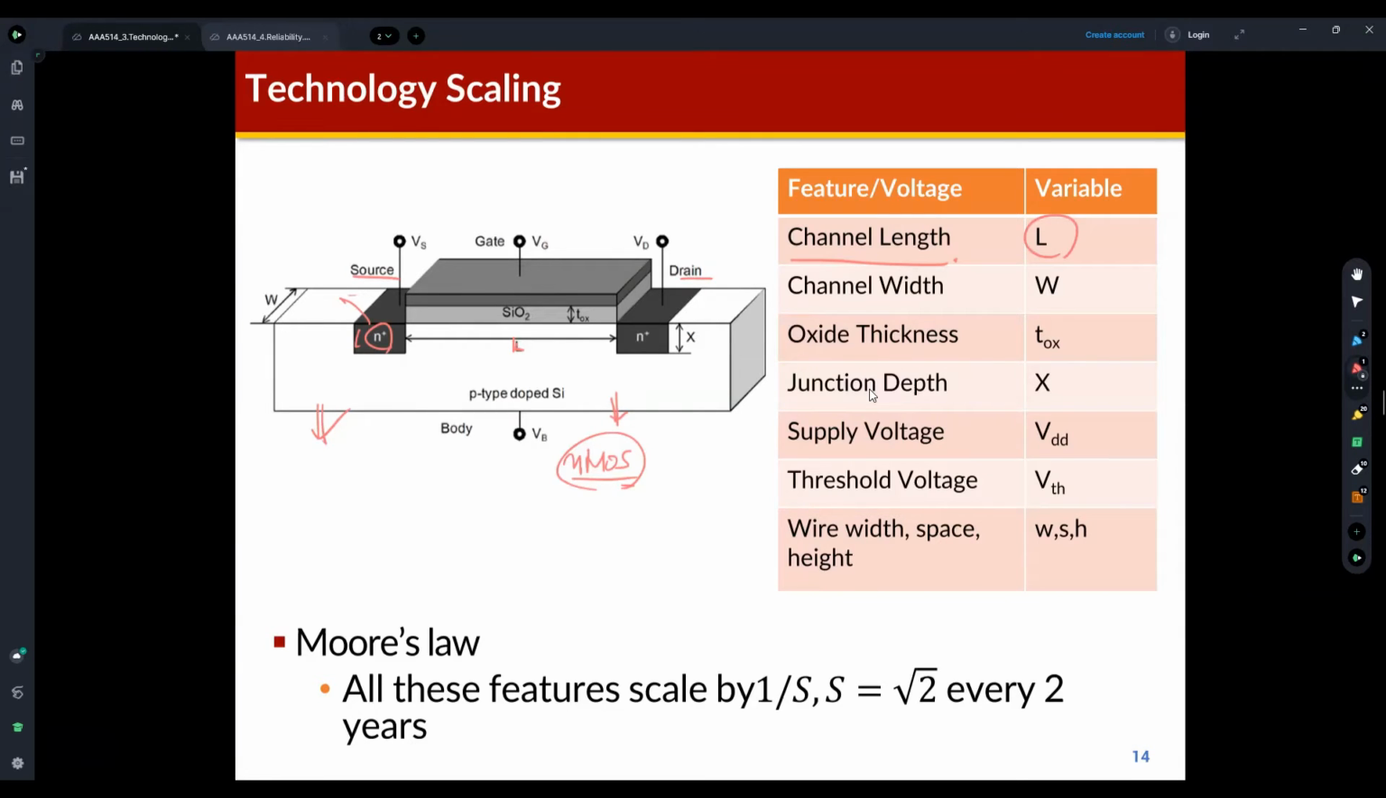Okay, and then if we just talk about the technology node, the technology node actually means the channel length. So 4 nanometer technology or 5 nanometer technology means that the channel length is actually 4 nanometers or 5 nanometers. Okay, it's very, very narrow recently.